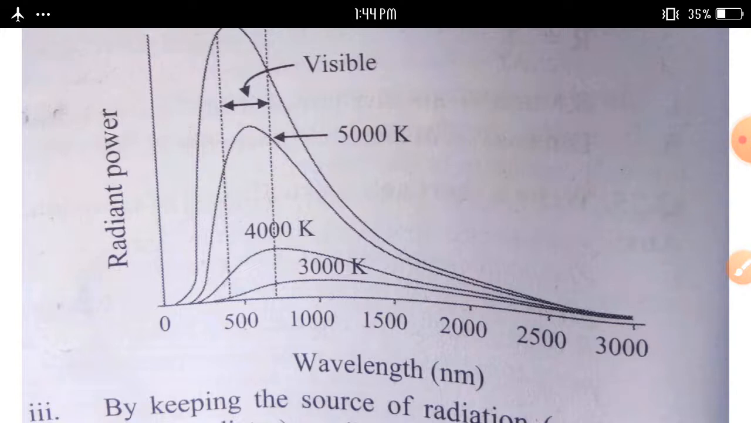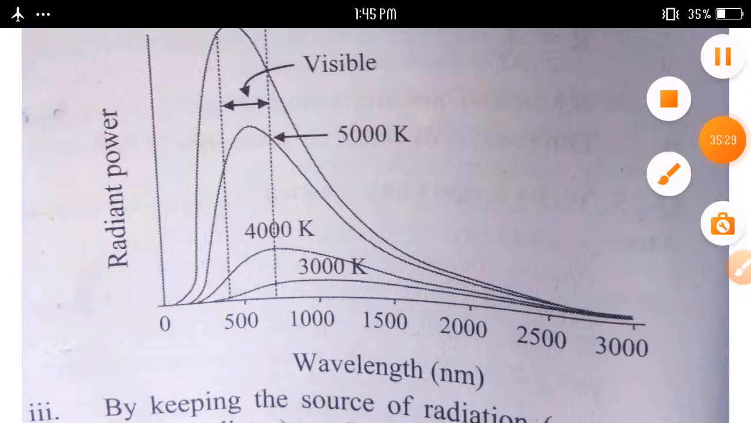In this way we complete the spectral distribution of a black body. Here we complete chapter number 3, kinetic theory of gases, in the first part, and another one is radiation. Today we stop here. Thank you.